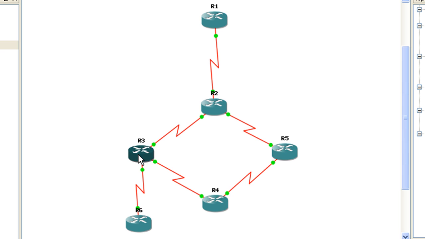So what we're going to do is shut down the connection from R3 to R4, and that will emulate the same situation that I saw. The topology in the slides doesn't exactly match what I've got running here, but I think you guys can stick with me. It's not that different, just R4 and R5 have swapped.